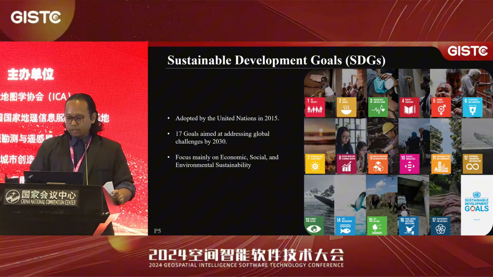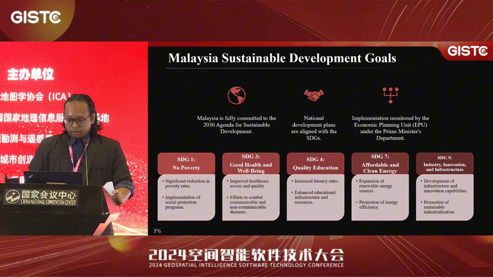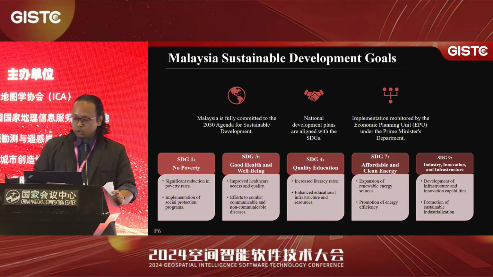The Sustainable Development Goals were adopted by the United Nations in 2015. They have set 17 Sustainable Development Goals to address global challenges by 2030, mainly focused on economic, social, and environmental sustainability. Malaysia is also fully committed to the 2030 Agenda for Sustainable Development. Currently, our national development plans are aligned with the SDGs. Implementation is monitored by the Economic Planning Unit, which is directly under the Prime Minister's Department.